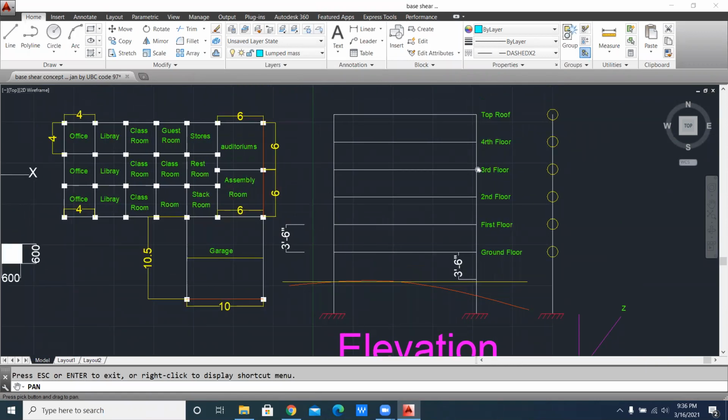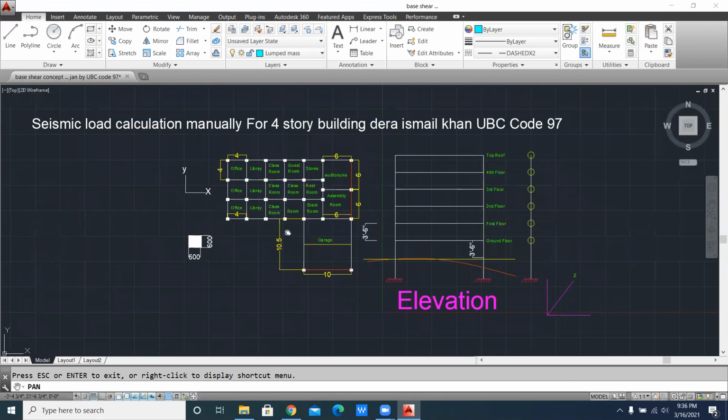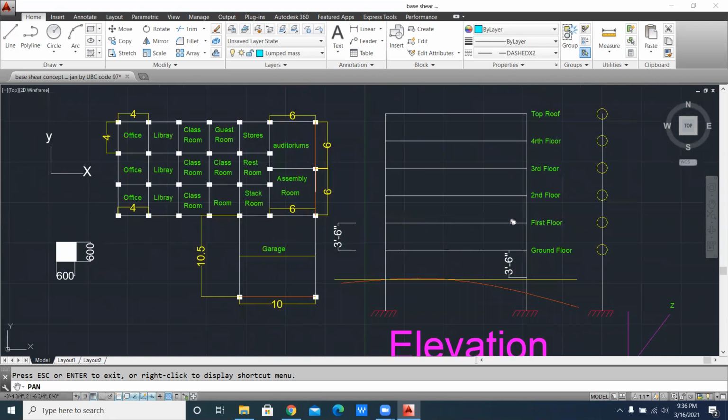Each story height is normally, as you can see, 3.5, 3.5, 3.5, 3.5, 3.5. Now this line you can see is normally the contour. This line is normally below the earth, and for that which is below the earth you will never find seismic load or seismic analysis. So here I'm going to design this 4-story building.